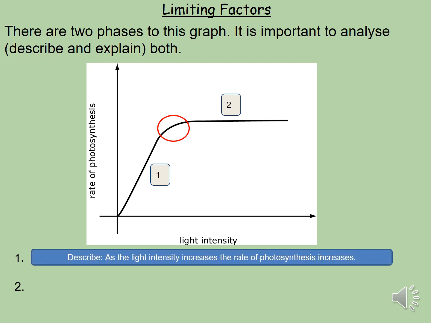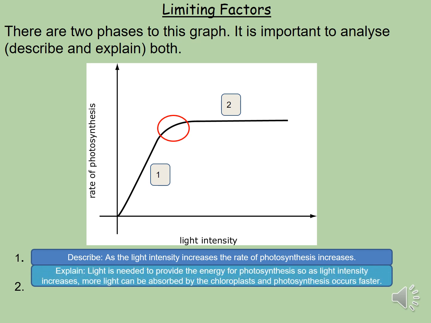So the description is coming up, and the description would be, as the light intensity increases, the rate of photosynthesis increases. So the line is traveling upwards. As light intensity is increasing, as we move towards the right of the graph, the rate of photosynthesis is also increasing as we go up the graph. Now we need to get on to the explanation part of the analysis.